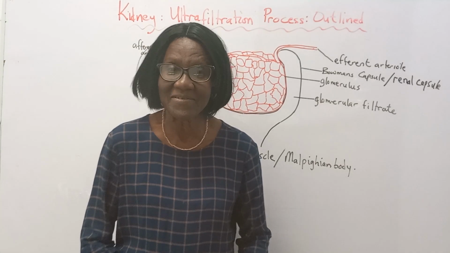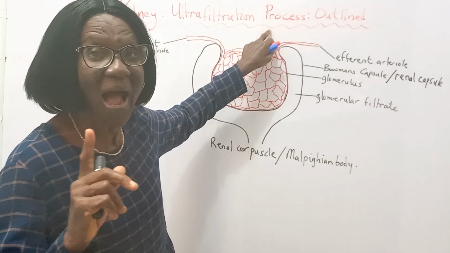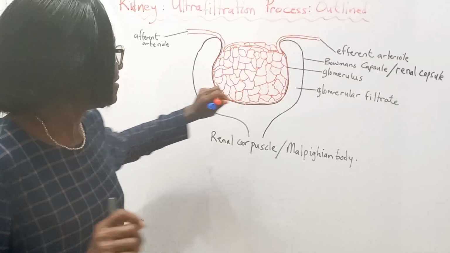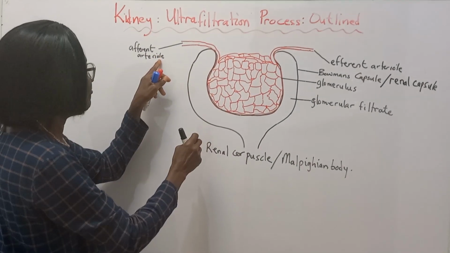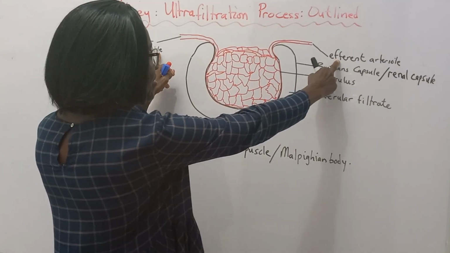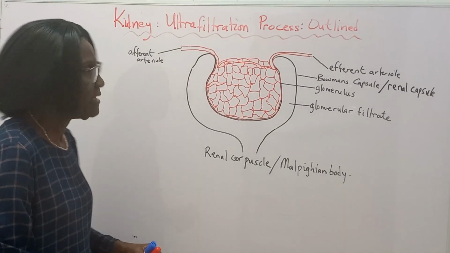In this lesson, we are discussing ultrafiltration. We want to outline the process. So here we have a renal corpuscle, we have the afferent arteriole, and the efferent arteriole is here. This is the glomerular filtrate.